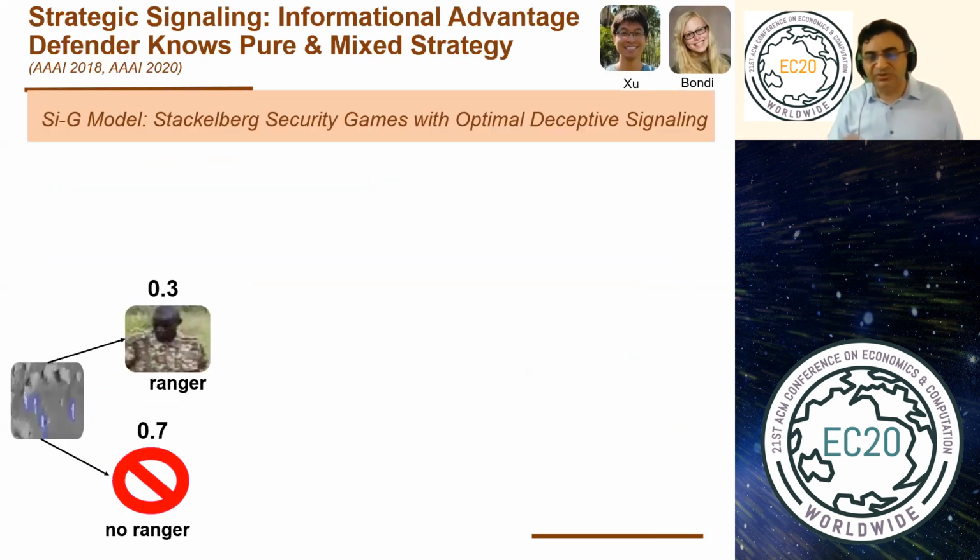So this leads to this model, I'll call it the signaling Stackelberg security game. The basic idea is generating a security game model with optimal deceptive signaling. And this is part of Haifeng Xu's PhD work, for example. And so here we have a set of poachers who are arriving in a park. It's an illustrative example.